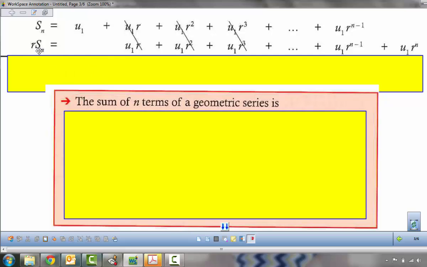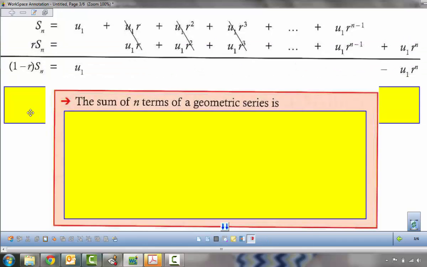So r times s sub n, which would be this first term times r, which is here, second term times r, which is here, third term times r, which is there, and so on and so on. And this last term times r is u1 r to the n. And if we subtract these two lines, we get a lot of these terms crossing out. This one would cancel with the one above it, and we're left with 1 minus r times s sub n equals u1 minus u1 r to the n. And over here we're just factoring the s sub n out.